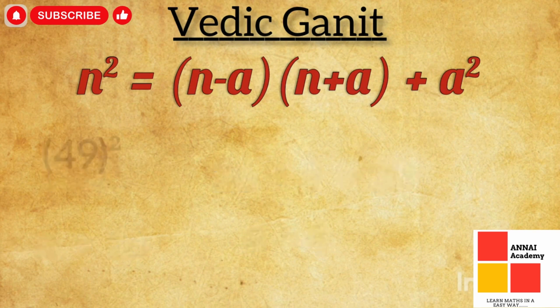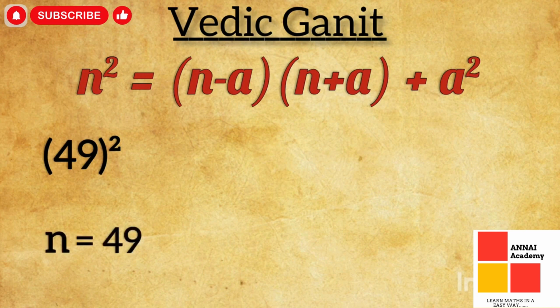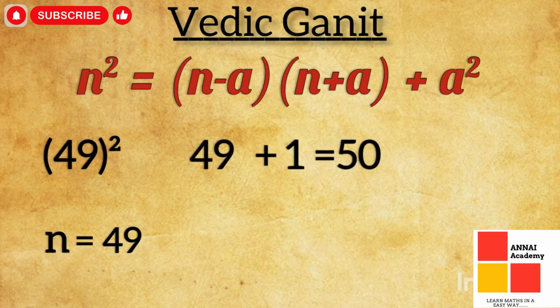Suppose we have number 49. Here, n is equal to 49. And when we add 1 to 49, we get 50. So, in this case, a is equal to 1.